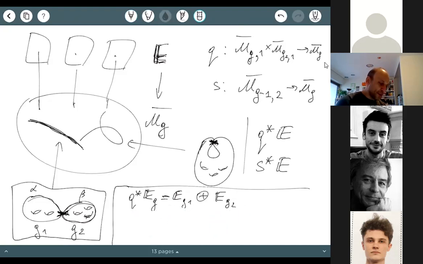For a non-separating node, it's a little bit more subtle. For the non-separating node, we actually have an exact sequence: E_g-1 maps to E_g, and that maps to C, the trivial line bundle.